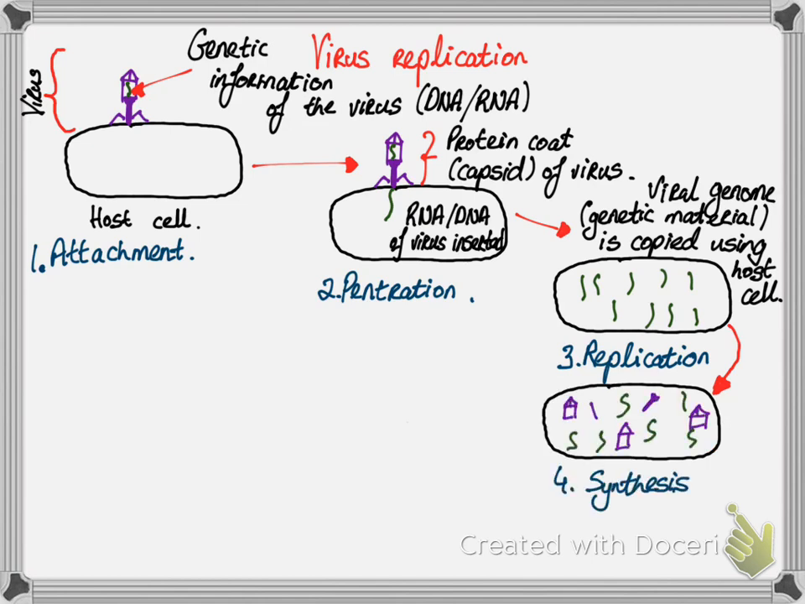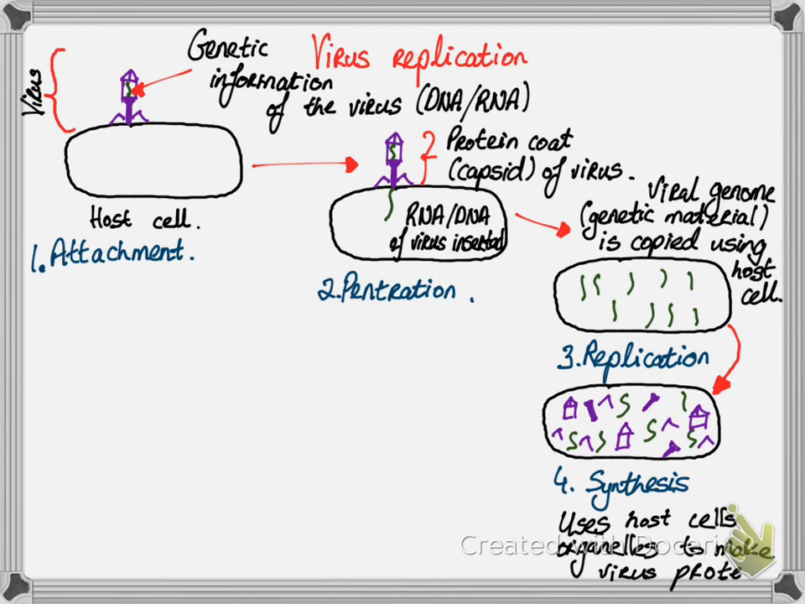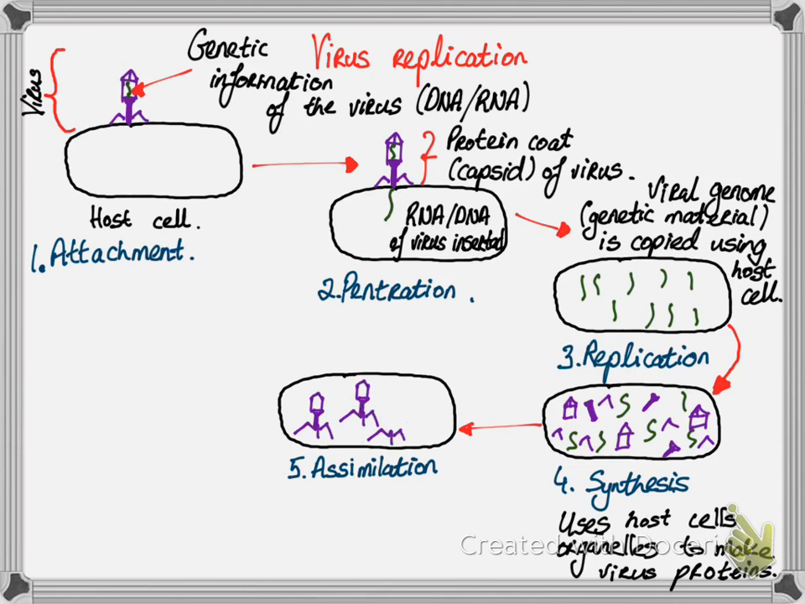After this, you have synthesis. Synthesis, from the word, you should understand, is to make something. So the host cell's organelles start to make the protein coat and all the other parts of the virus. It uses the host cell's organelles to make virus proteins. The next one is assembly. Think of assemble. The host cell physically makes the viruses, and they wait in the cell for a couple of stages where they mature, and that's called maturation.